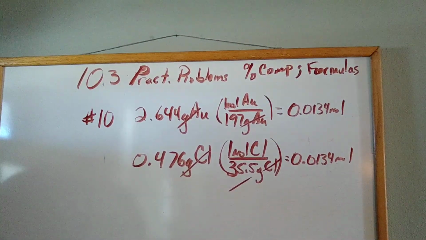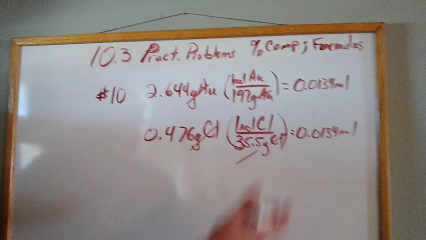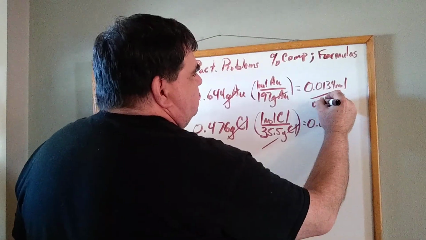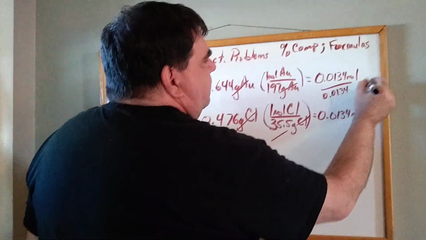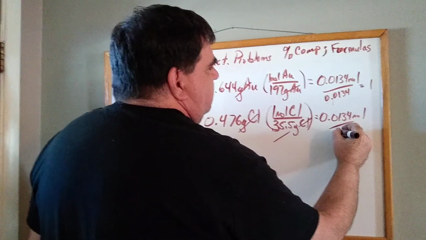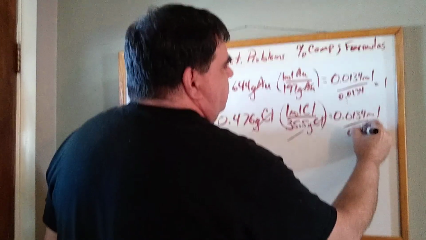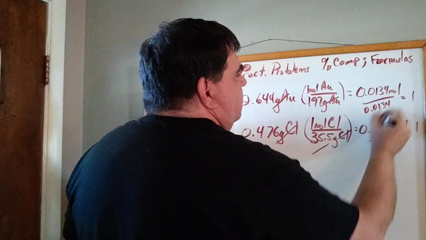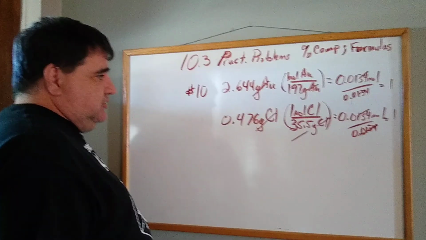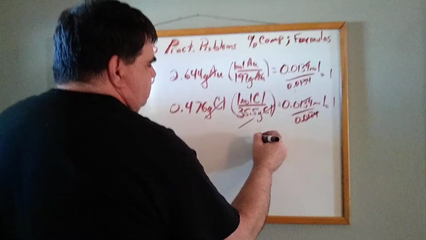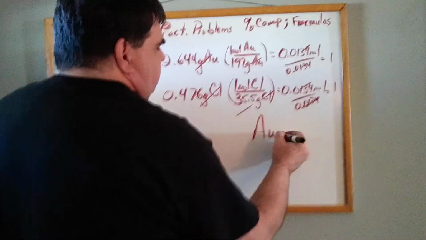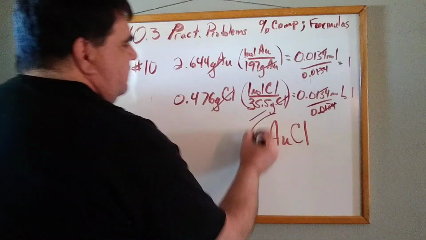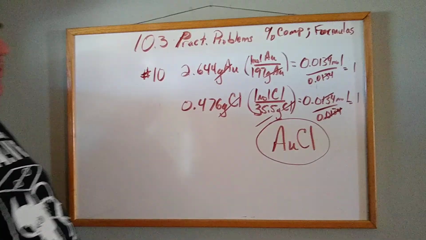So, according to our notes, we divide by the smallest value. Well, this is our smallest value. So if I divide each of these by that same small value, we get 1. We get 1. They cancel each other out. So we know that the formula for gold chloride is AuCl. And that's our answer.